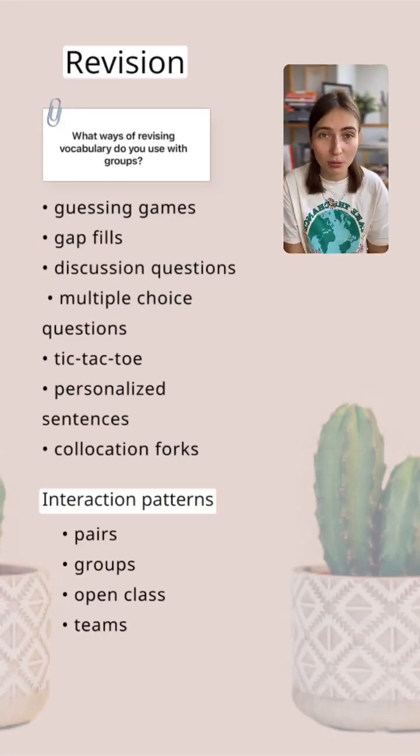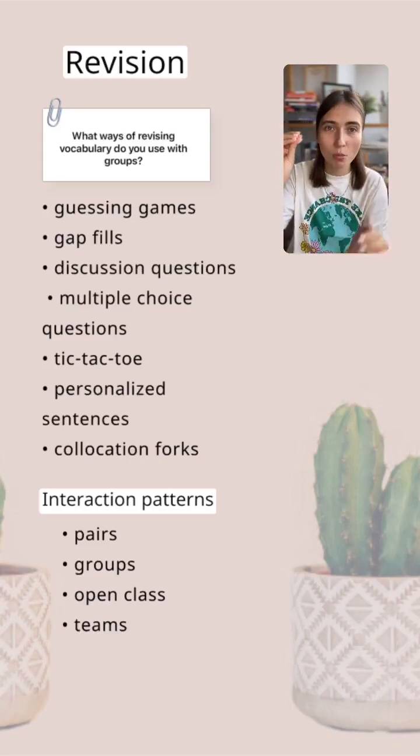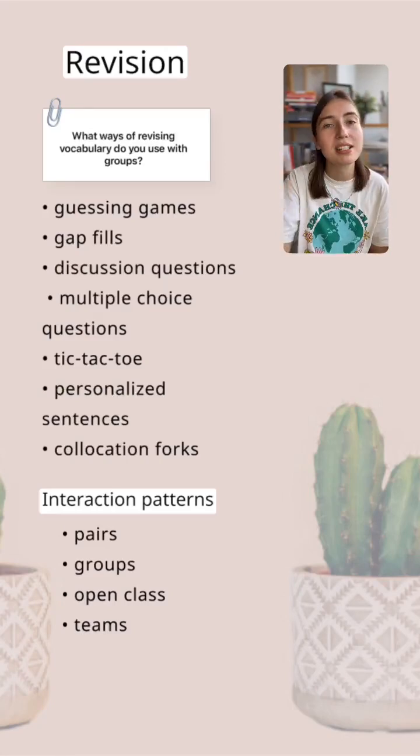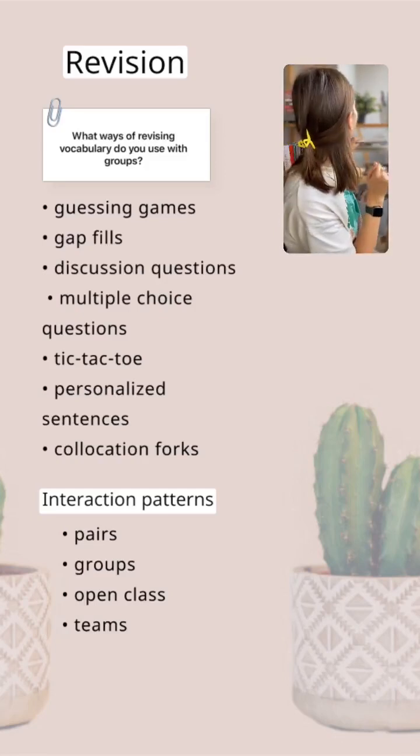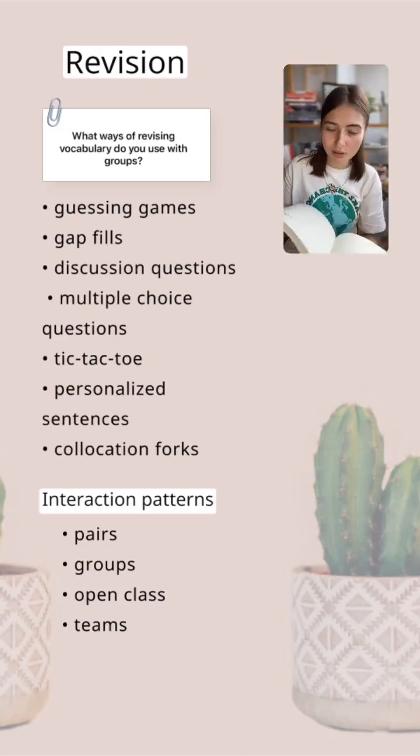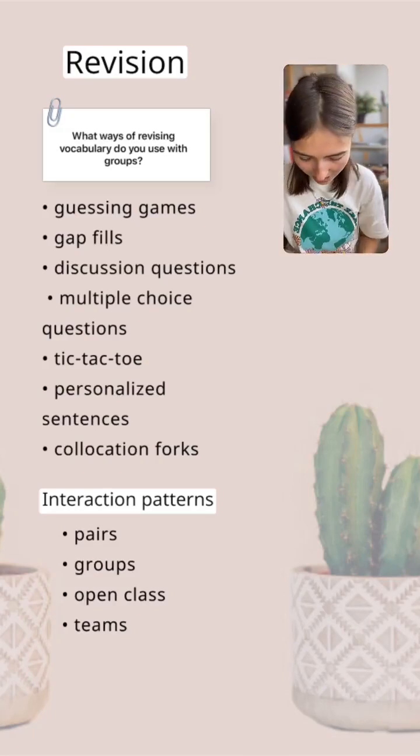Number 4, which is multiple choice, I have the word and some options. For example, what it means or what sentence works best. Multiple choice with the target lexis. Tic-tac-toe, let me show you. I have all sorts of things that I can show you. Why not use this opportunity here?